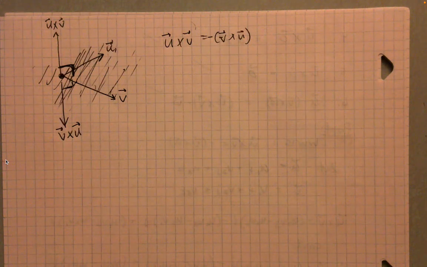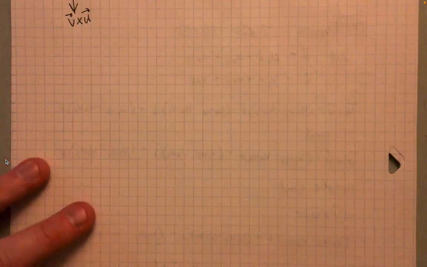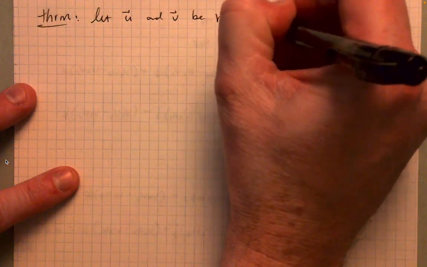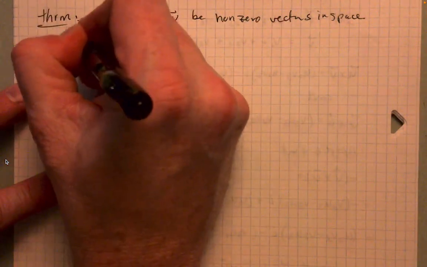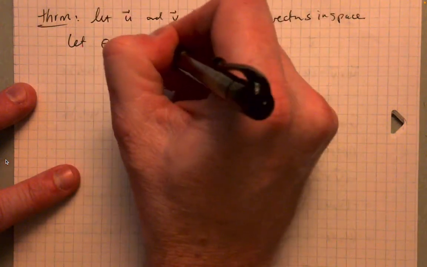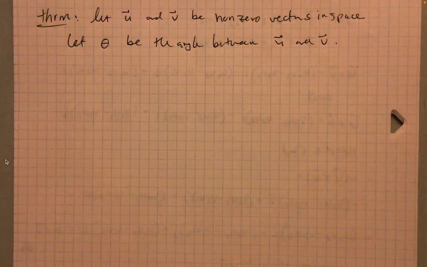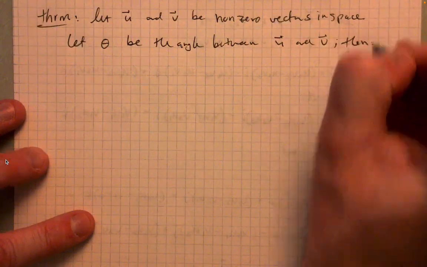Let's talk about another theorem of some of the properties of the cross product, specifically in relation to some trig functions and angles, so a little more geometric. We'll let u and v be non-zero vectors in space, and we'll let theta be the angle between u and v. Similar to the setup with the dot product last time. So what can we say?